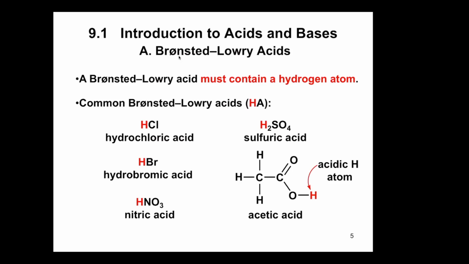So here are the common Bronsted-Lowry acids. By the way, this is the general formula for acids, the Bronsted-Lowry acid: HA. The H, of course, is the hydrogen atom, and the A can be a non-metal or a metal. So here are some examples. We have hydrochloric acid, hydrobromic acid, nitric acid, sulfuric acid, and acetic acid.